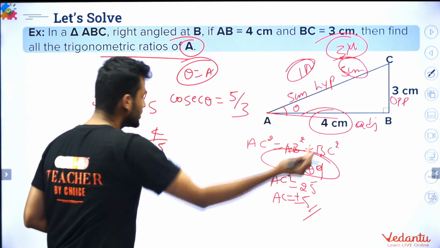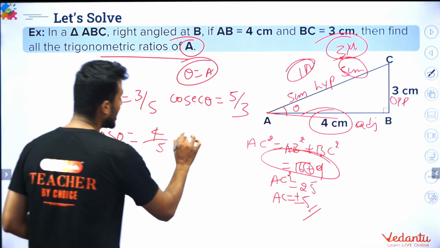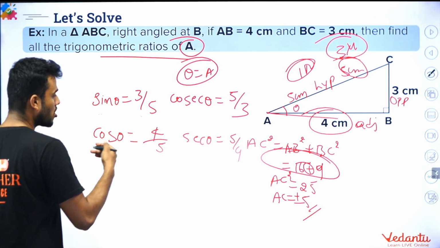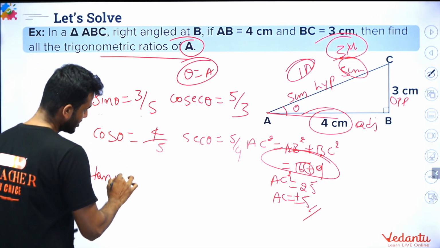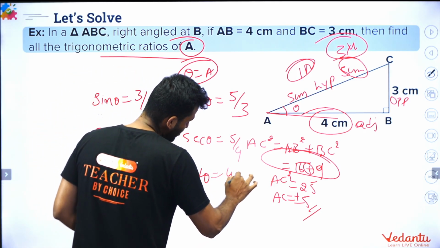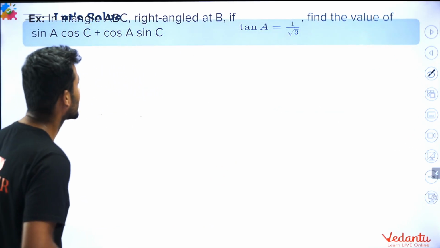Secant theta, the reciprocal, is nothing but 5 by 4. Then tan theta is 3 by 4. Cot theta is equal to 4 by 3. These are the values. Yes, it's correct. Next question.